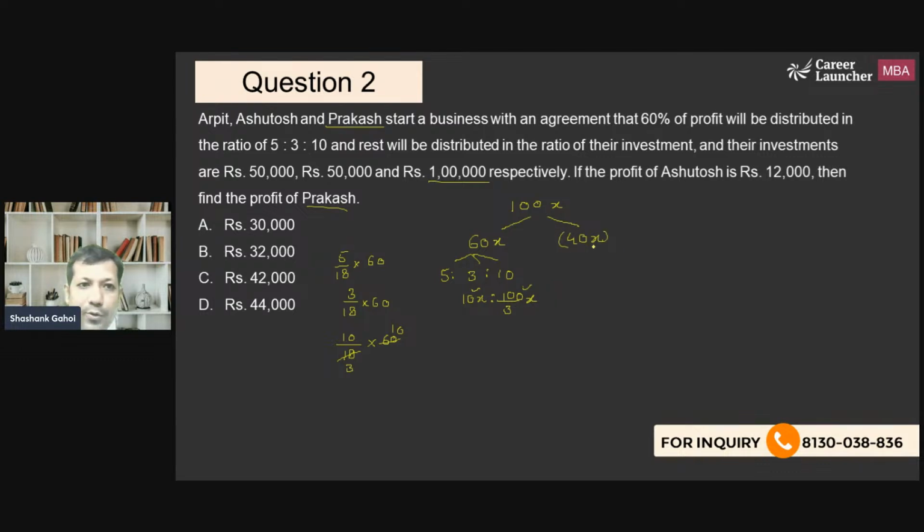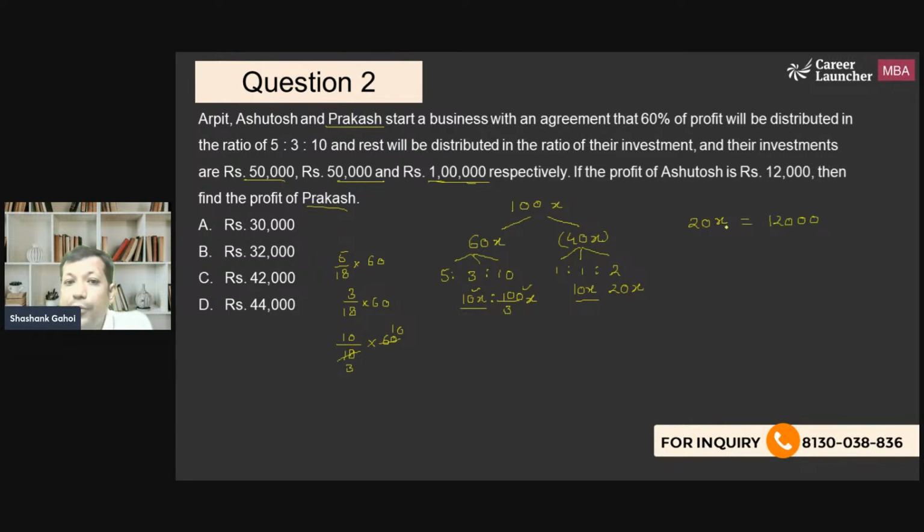Now I'm coming back to the remaining profit. The remaining profit is 40x, and that is going to be divided in the ratio of the investment. What is the ratio of their investment? That is 1:1:2. So how much is Ashutosh going to get out of 40x? That is 1/4 of 40x, which is going to be 10x. And Prakash is going to get 20x. So what is the total profit of Ashutosh? That is 10x plus 10x, that is 20x, and that is given to us as 12,000.